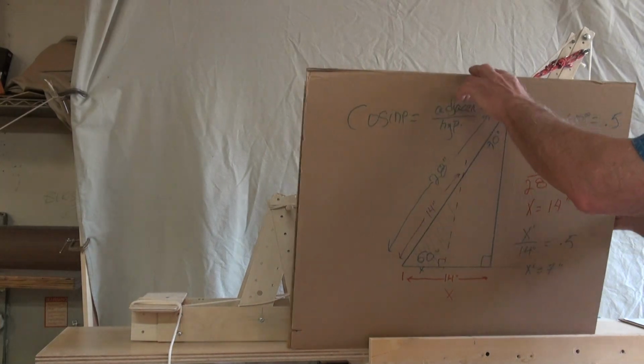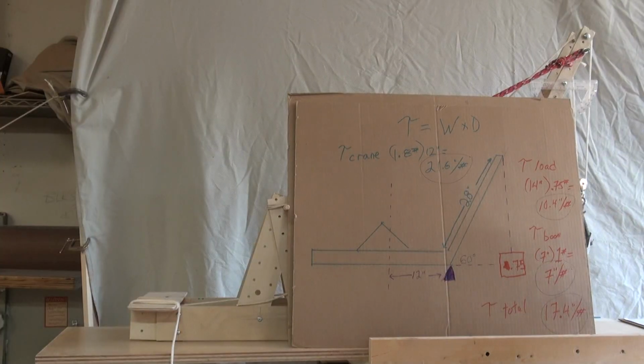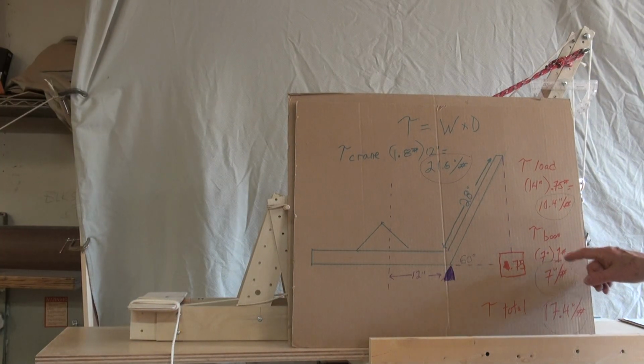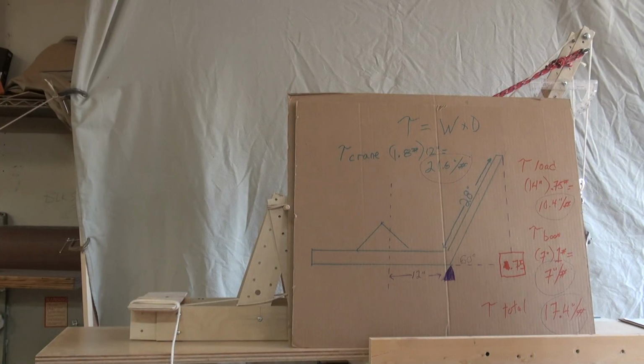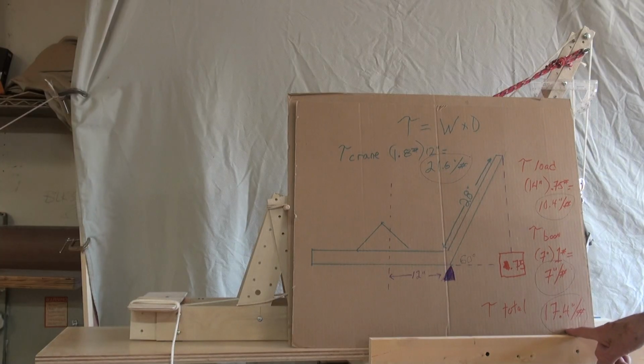So torque of the boom, weight times distance. 1 pound times 7 inches, 7 inch-pounds. We add the torque of the load and the boom, 17.4 inch-pounds is what we get.